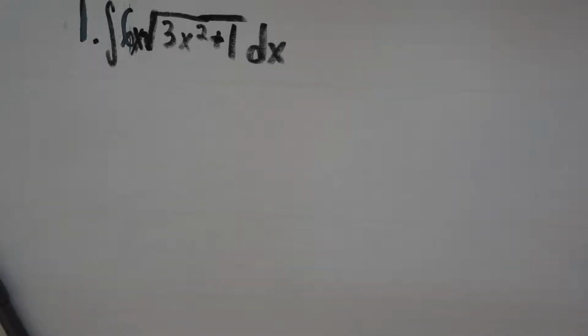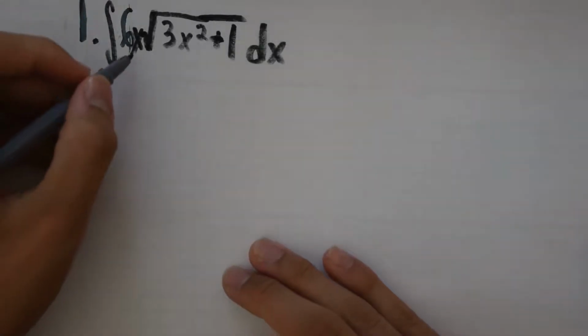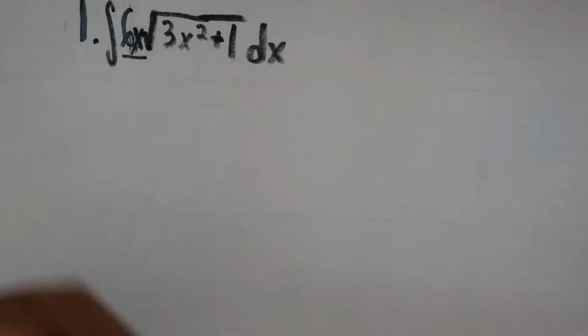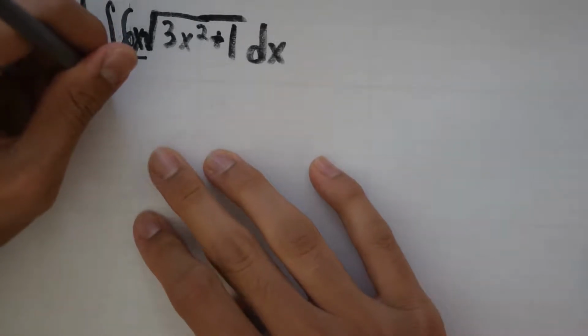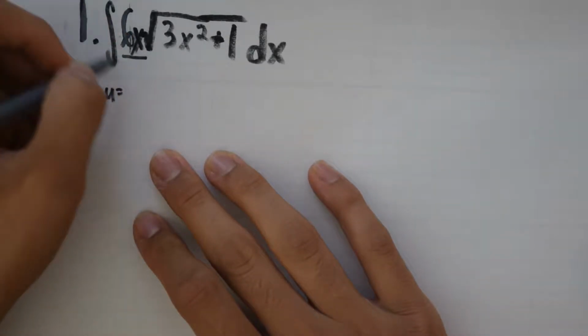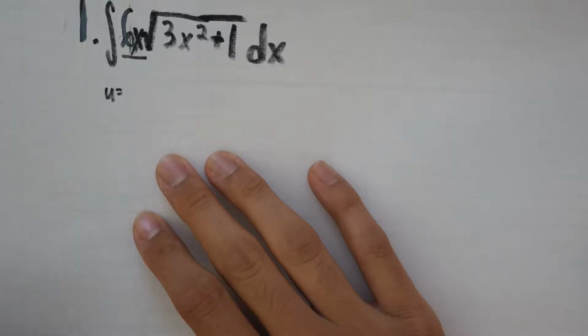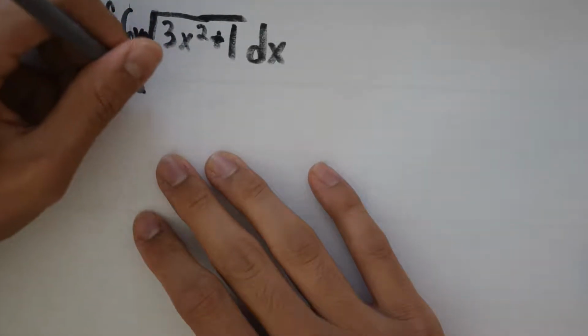For our first example problem, we have the integral of 6x times the square root of 3x squared plus 1 dx. Now, what we want to do is cancel out this 6x out here with whatever we substitute u in, because otherwise if we have two different variables within the integral, it does not work. So we want to set u equivalent to whatever could cancel this out. By the looks of it, it would be 3x squared plus 1.